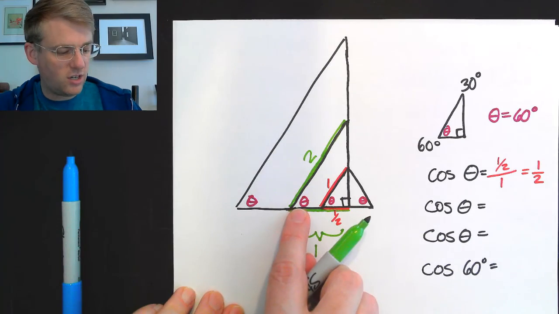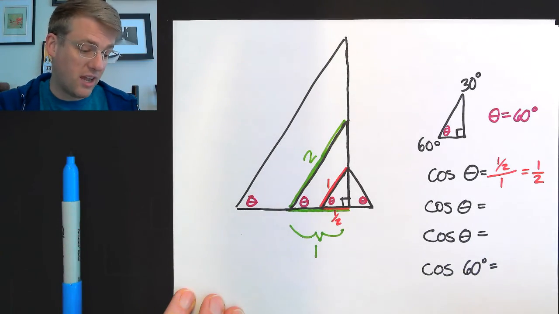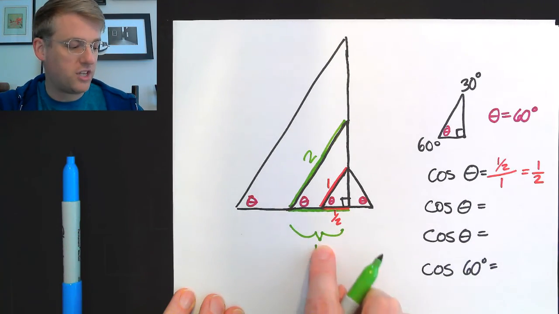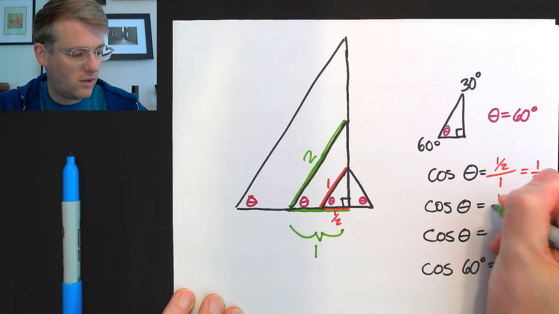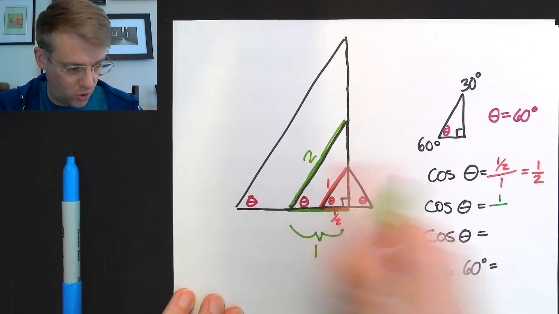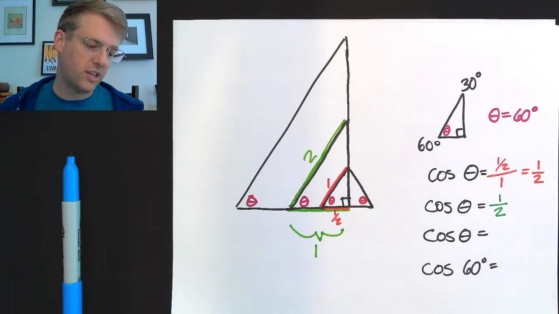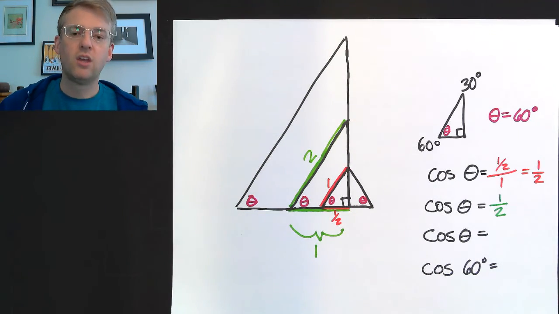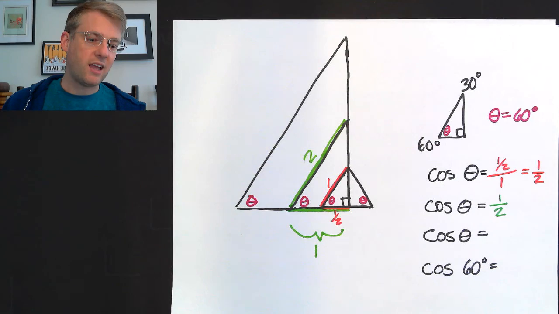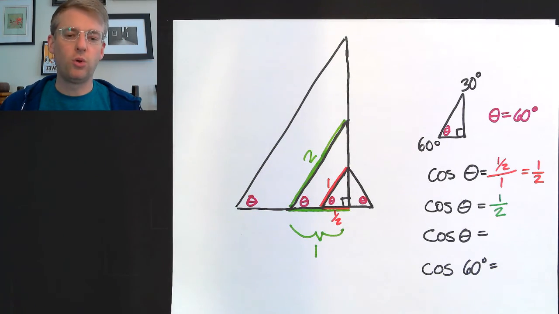So the cosine of angle theta in the green triangle, we could solve by saying, oh, well, the adjacent leg is 1, and the hypotenuse is 2. So the cosine is 1/2. That ratio stays the same as we make it bigger. Because we know it's a similar triangle, we know these proportions are going to hold no matter how we scale it up or down.